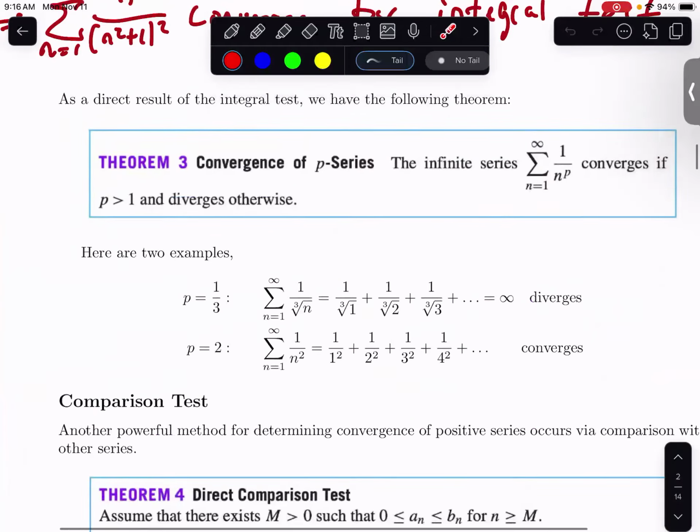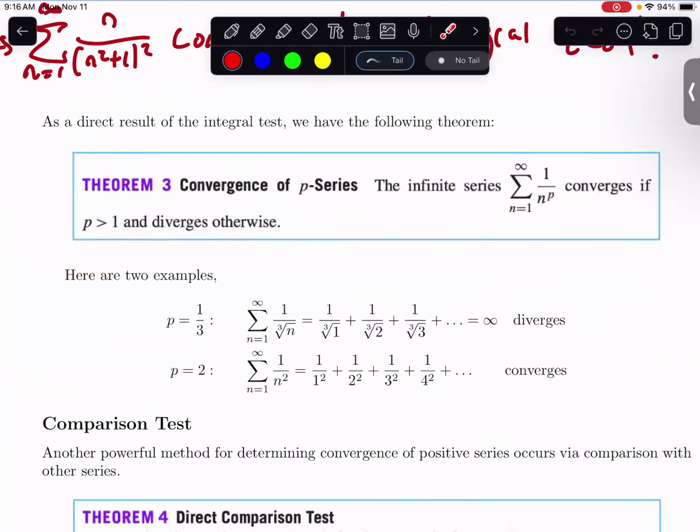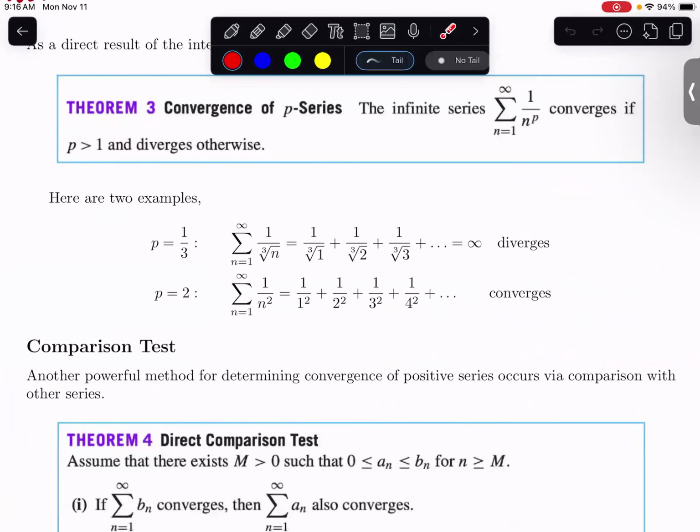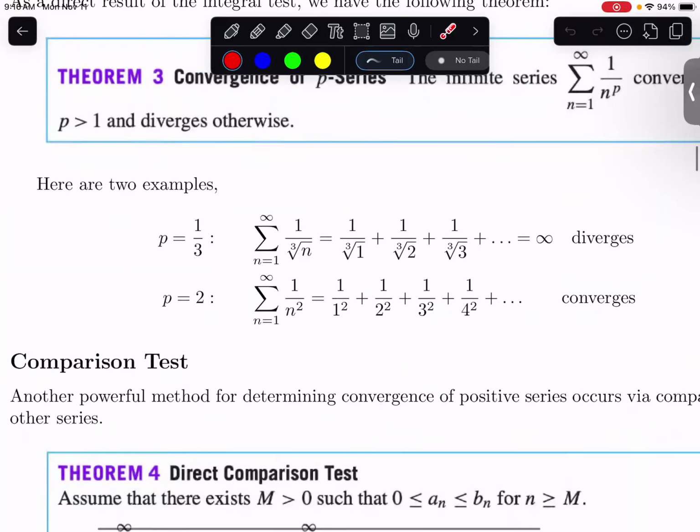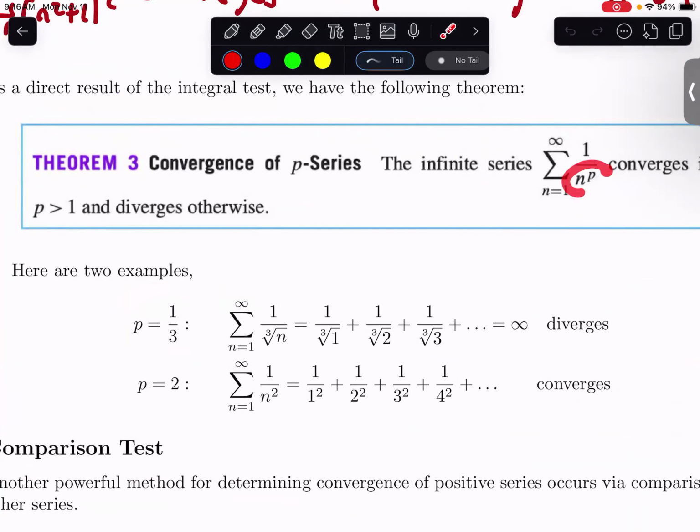So this is important to keep in mind. Just looking through 2 examples, I already said this verbally, but when p is equal to 1 over 3, i.e. the power of n is 1 over 3, we're really saying this is the series of the cube root of 1 over n. And because p is less than 1, we can immediately conclude that this is going to diverge.